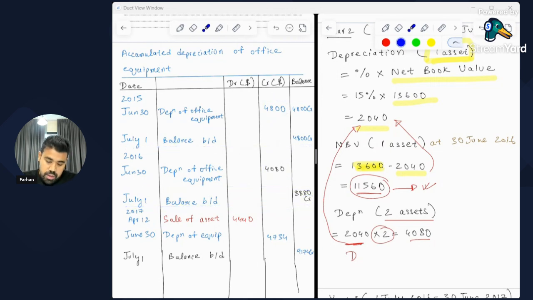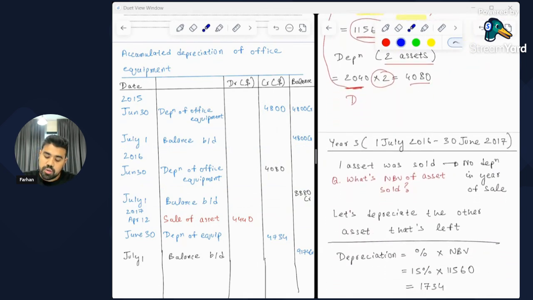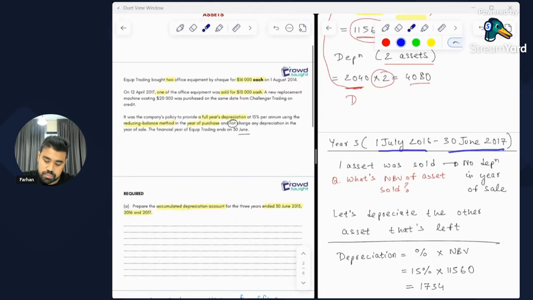All right. So let's move to the last year, which is year 3. Year 3 starts on 1 July 2016 and ends on 30 June 2017, which is the last year in this question that we're concerned with. And we know a lot of things happened in this year. Firstly, we sold one of the assets that we had originally purchased. And that asset which we had sold will have no depreciation in the year of sale.